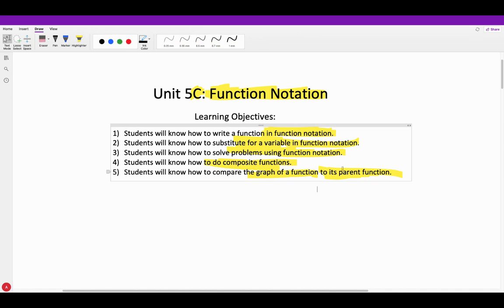So there's quite a few things that we need to know in this video. None of it is really that hard. The hardest part is probably this composite function, but as long as you can understand how to substitute in for a variable, it's essentially the same thing. All right, so let's go ahead and get started by first talking about function notation, and then we'll work our way through these learning objectives.